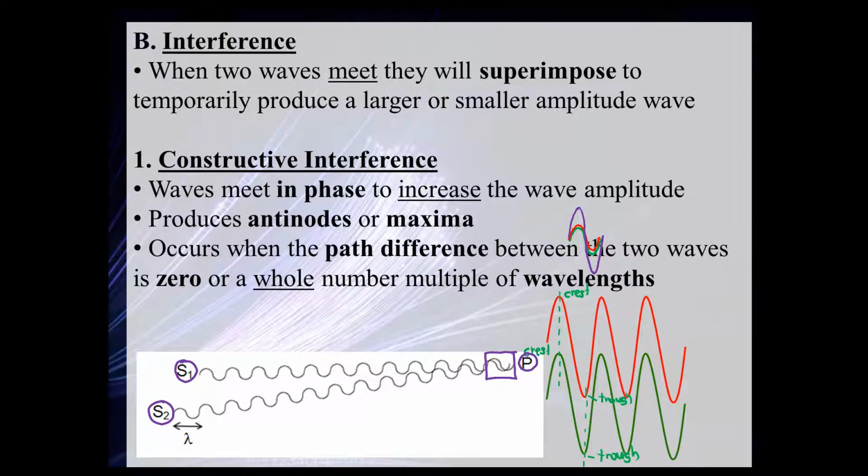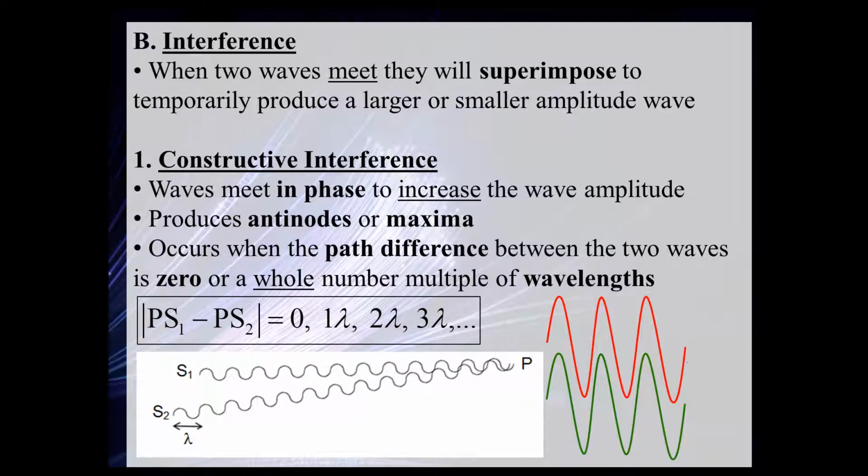Here's where it gets a bit funky. Now we're going to describe another condition necessary to get constructive interference. Let's get rid of all this writing. Constructive interference occurs when the path difference between the two waves is 0 or a whole number multiple of wavelengths. That's a very, very wordy statement. I'm going to translate it into a mathematical equation.